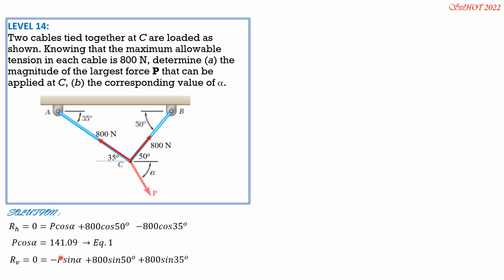So transpose this to the left. So P sine alpha is 800 sine 50 plus 800 sine 35 degrees. And that is equal to 1071.7, equation 2. So divide equation 2 by equation 1 to solve for alpha.